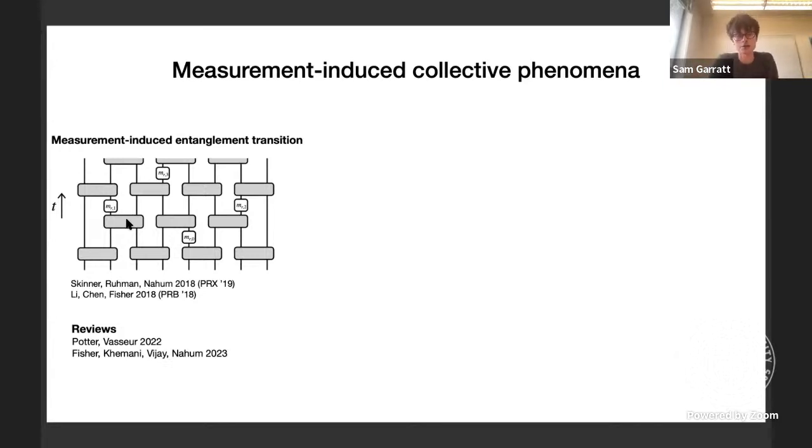So there are 2 different limits you can think about here. In one limit, there are no measurements. And in that case, your qubits become highly entangled and all local information is lost.